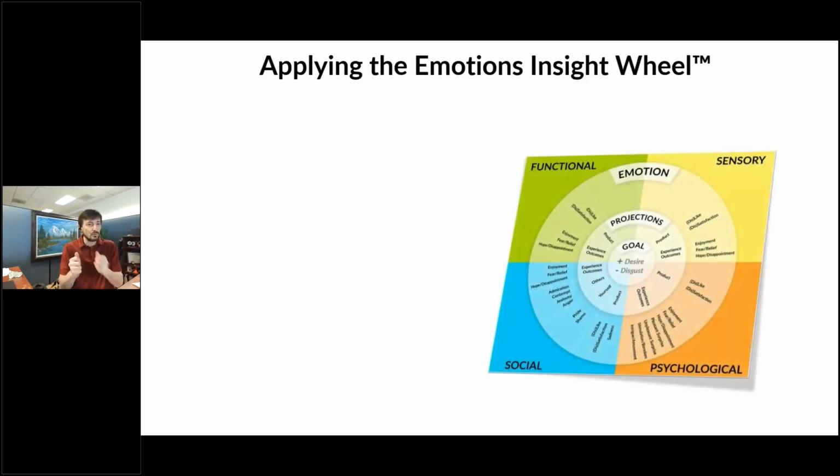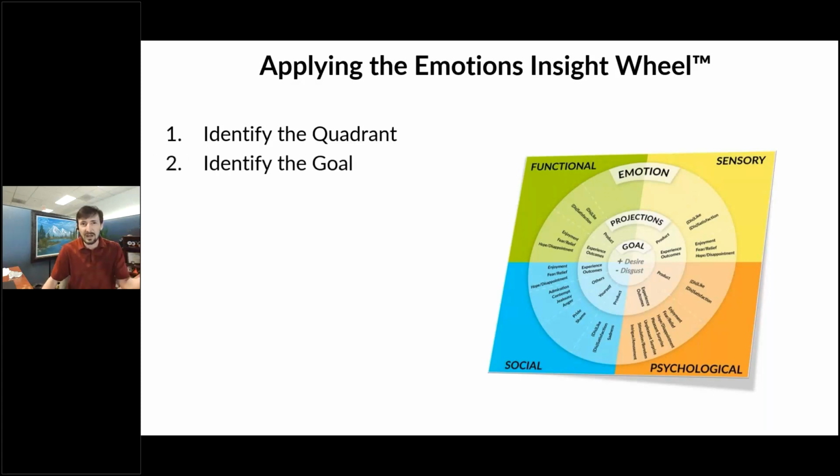So just as a real quick recap of how we tend to use this, number one, we identify what quadrant. Like if I'm working with open-end conversations, what are they talking about? Are they talking about something social? Are they talking about functional things? Is this a psychological experience they're talking about? What is the goal? Are they talking positively or negatively? It's more about, are they trying to reduce something negative in their life? Are they trying to enhance something positive in their life?